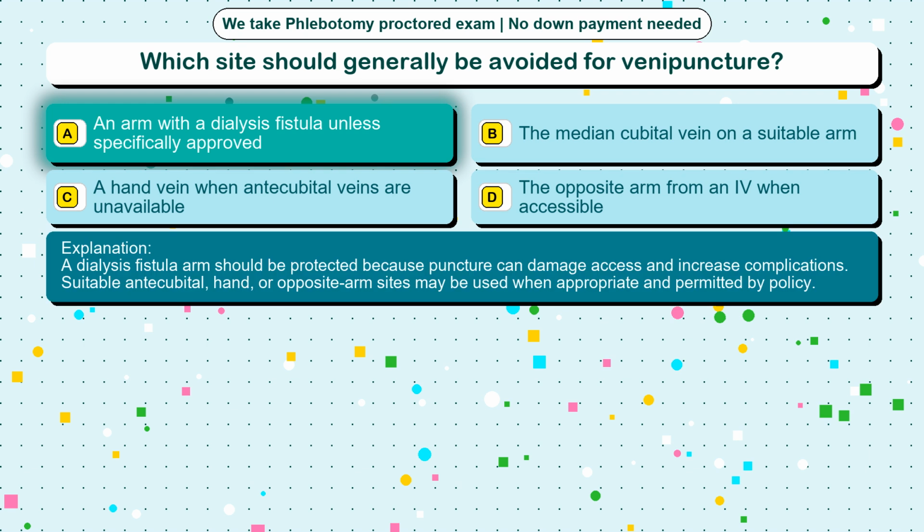A dialysis fistula arm should be protected because puncture can damage access and increase complications. Suitable antecubital, hand, or opposite arm sites may be used when appropriate and permitted by policy.